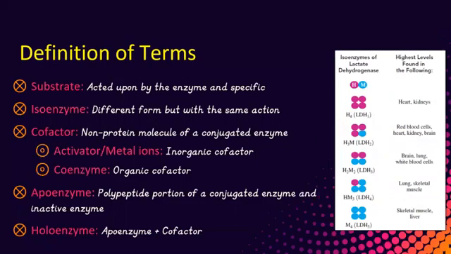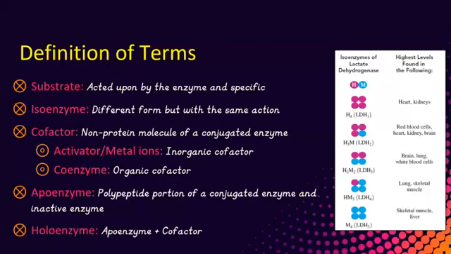So we have cofactor as well. They are non-protein molecules of a conjugated enzyme. Cofactor is very important because some substrates might need a cofactor in order to attach. So its presence is very essential in order for a chemical reaction to start. We have two types of cofactor: the metal ions or activator, which are inorganic in nature, and the coenzyme, which is an organic cofactor.